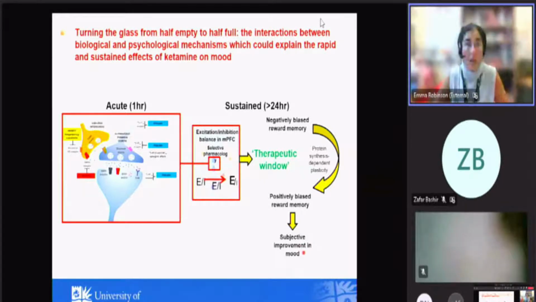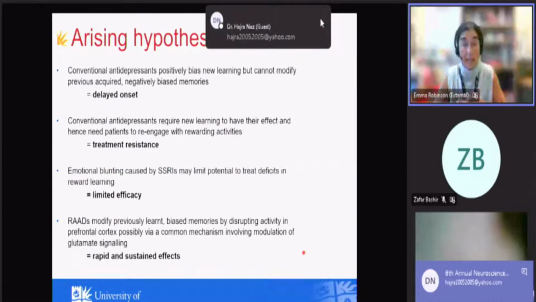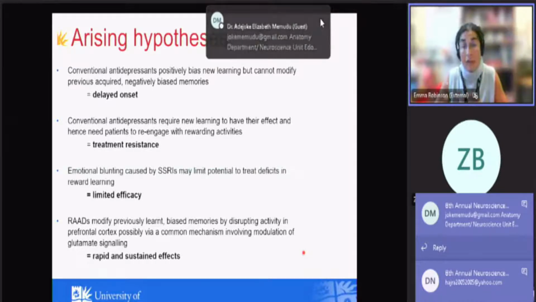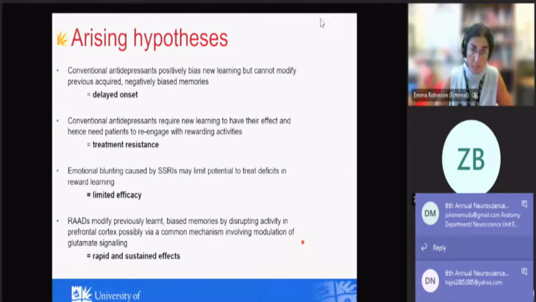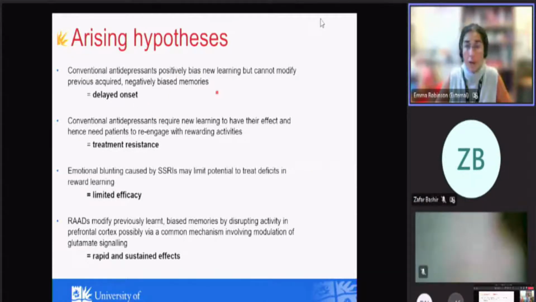And so the arising hypothesis, there's a number of things I think that are important mechanistically for us in terms of the potential to identify new targets for drug treatments, drugs that are more selective. Perhaps we can get away from the dissociative effect and focus just on this 24-hour, this sustained effect. But also, more generally from a clinical point of view, we think the delayed onset is linked to the requirement for new learning. And that means that potentially, we've talked a lot in our field about treatment resistance.